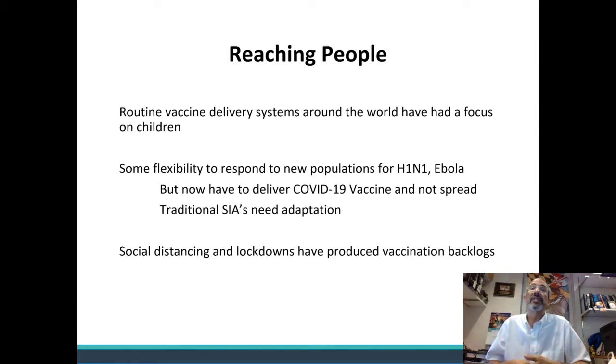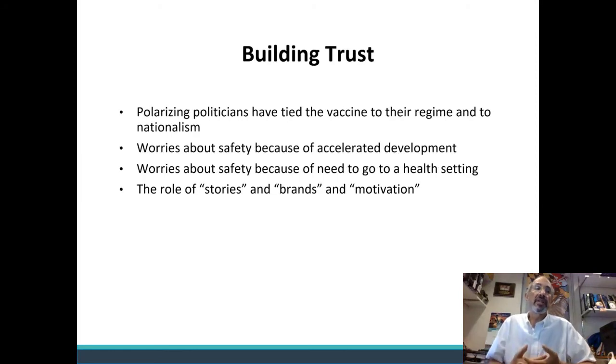Even those traditional vaccine delivery systems have had backlogs and failing coverage because of the lockdowns and the social distancing and parents' own hesitation to bring their child out into a public healthcare setting. So the reaching people problem is quite large, both from their side of the demand and our ability to get to them and overcome their hesitancy. Now, building trust has become a problem because there are many polarizing politicians who've tied the vaccine to their regime and to nationalism. And there are worries now about safety because of the accelerated development. They're worried about safety because you have to go out of your house and to a public setting in order to get vaccinated.